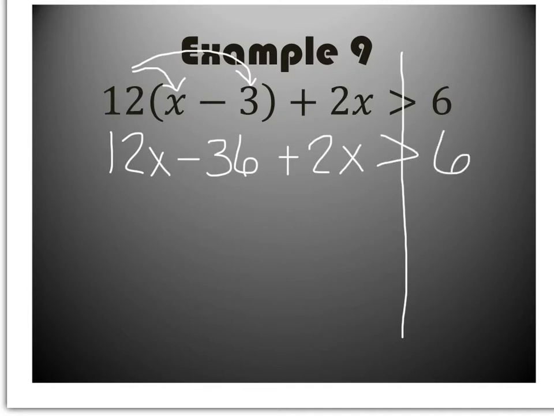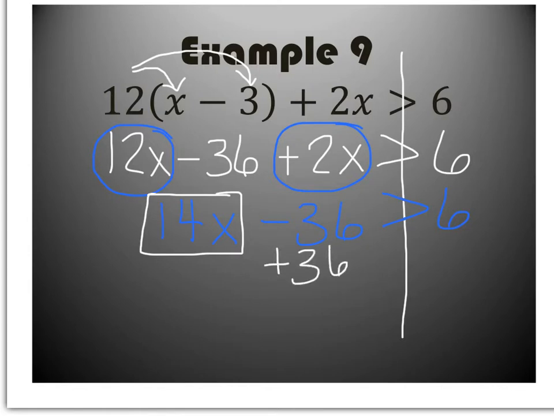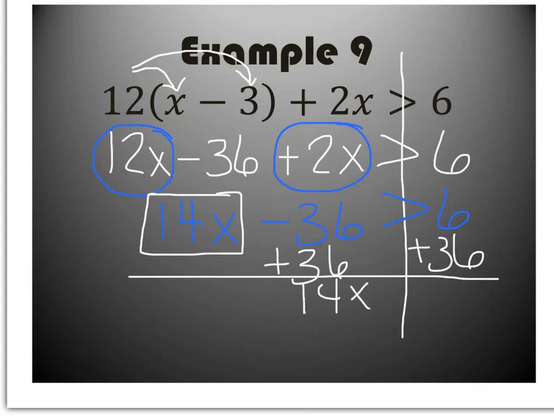Now we ask ourselves, can we combine any like terms? Well, I see 12x and 2x. 12x plus 2x would give us 14x minus 36 is greater than 6. Now what do we have to do? We have to add 36 to both sides because we want to get this term all by itself. So we add 36 to both sides. Now we have 14x is greater than 42.